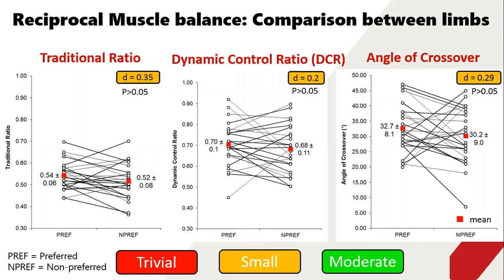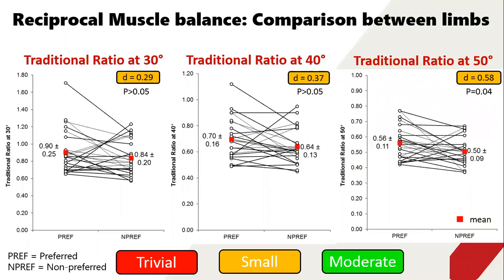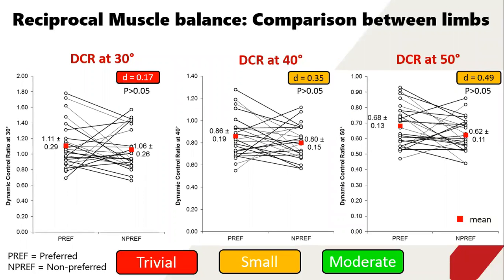In regard to reciprocal muscle balance, there were no significant small differences revealed for the traditional dynamic control ratio and angle of crossover between preferred and non-preferred limbs. A significant small difference was observed between preferred and non-preferred limbs for the traditional ratio at 50 degrees, but at 30 and 40 degrees, non-significant and small differences were observed. Finally, dynamic control ratios at 30, 40 and 50 degrees revealed non-significant trivial to small differences between preferred and non-preferred limbs.